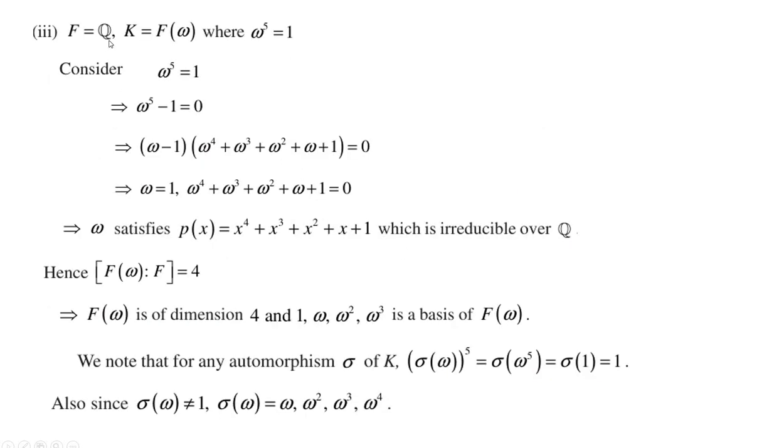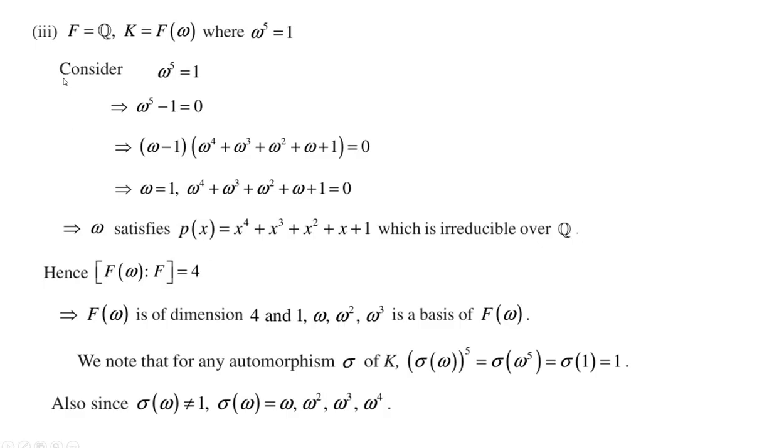So next, K is taken as F(omega), where omega satisfies omega to the power 5 equals 1. Now consider omega^5 minus 1 equal to 0. Taking omega minus 1 outside, this is what you have: omega^4 plus and so on. You have either omega minus 1 implying omega is 1, or this factor is 0. So omega satisfies this 4th degree polynomial. Obviously this is irreducible over Q.